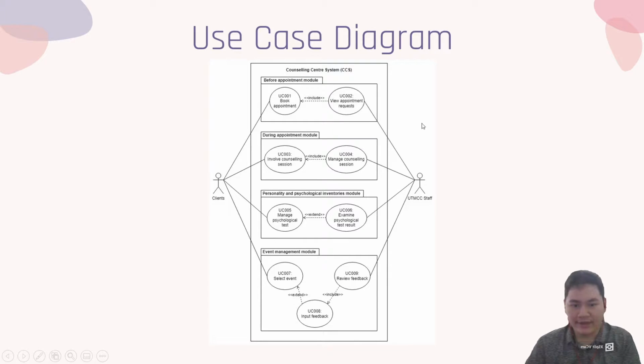So this is the use case diagram of our proposed system. We have 9 use cases and also 4 modules altogether. I'm going to explain only the before appointment module, while my other team members are going to explain the rest of the modules in other alternative assessments. In the before appointment module, there are 2 use cases, which are UC001 Book Appointment and UC002 View Appointment Request. As I mentioned before, the client will need to book the appointment, and the staff can view the appointment request and do data manipulation, either to accept, delay, or reject the appointment request list.